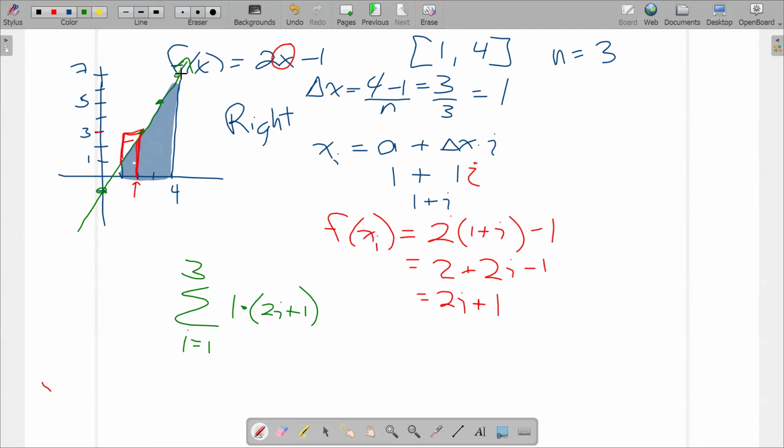So I should be able to look at this picture and say, oh, the first height is 3, the next height is 5, and the next height is 7. So my areas here are just 1 by 3, 1 by 5, and then 1 by 7. So I can look and get my area approximation with R3, right endpoints, 3 rectangles. According to my picture, it's just 3 plus 5 plus 7.